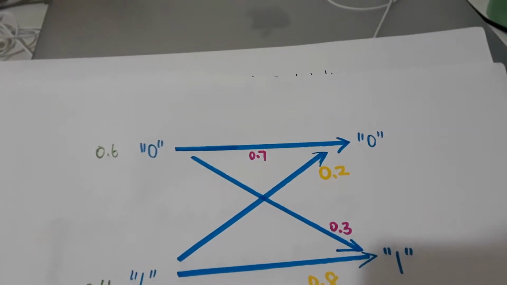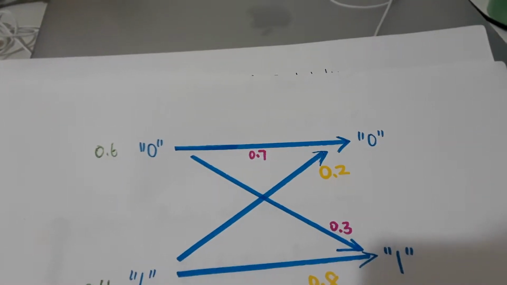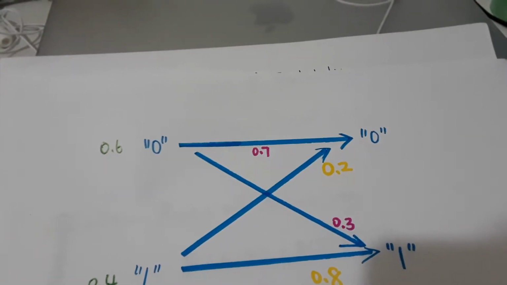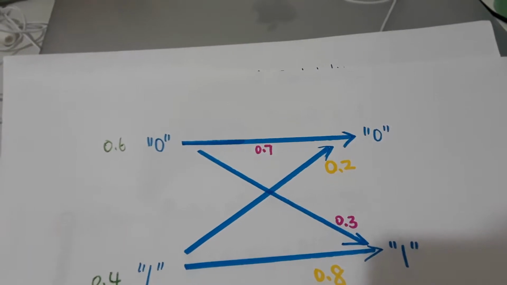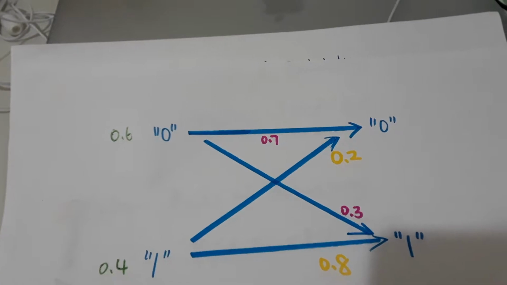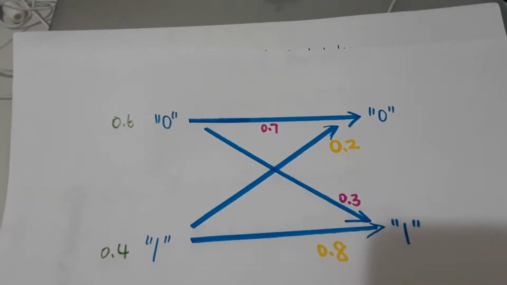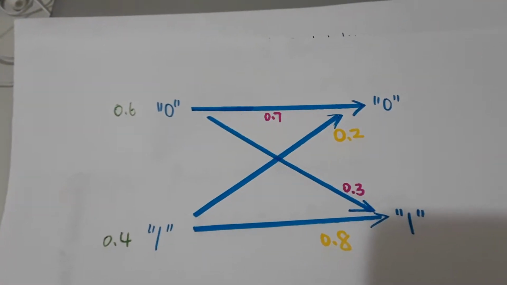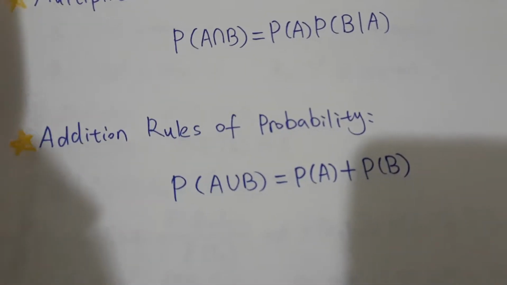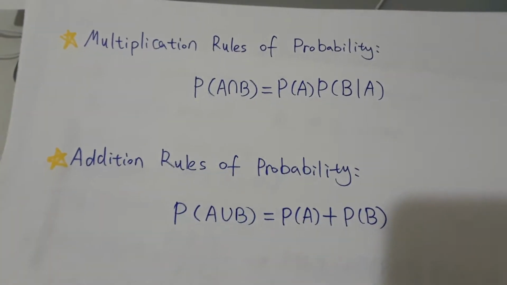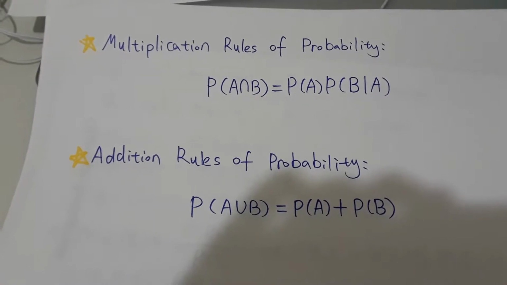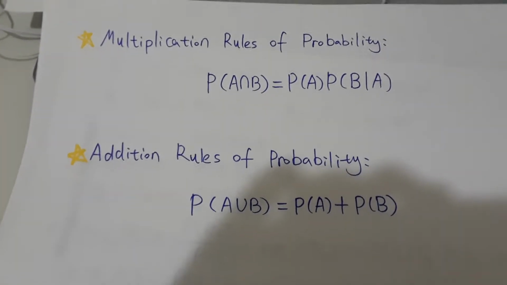In this question, we need to solve two problems. The first one is to find the probability that data 0 is received, and the second one is to find the probability of error. In order to solve these two questions, we need to understand two things first. So the first thing is the multiplication rule of probability, and the second one is the addition rule of probability.